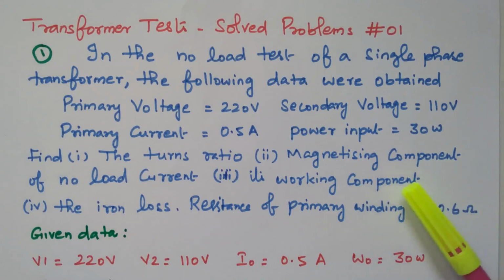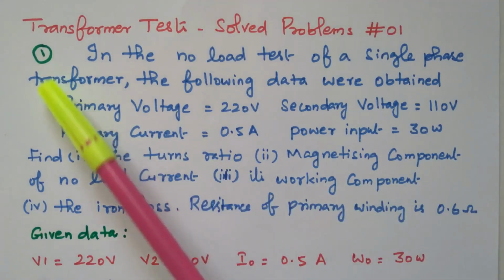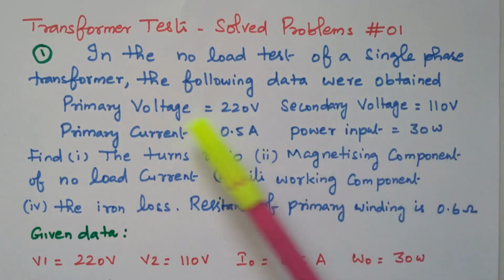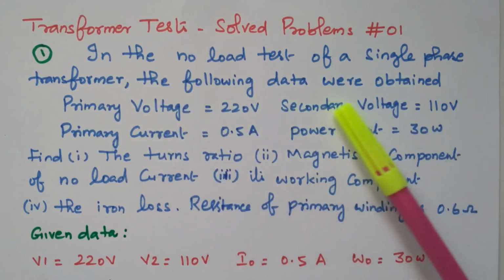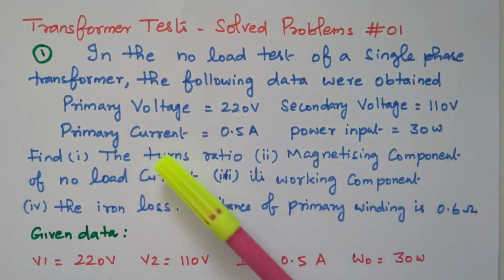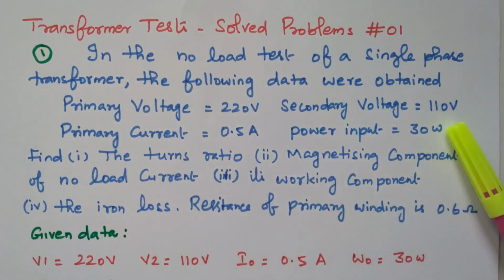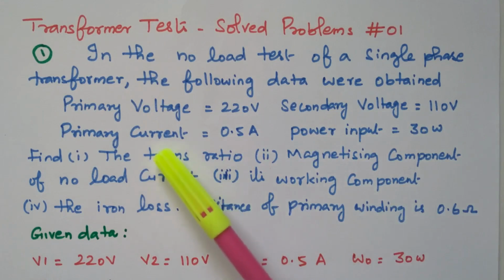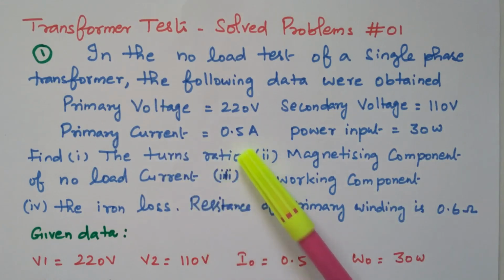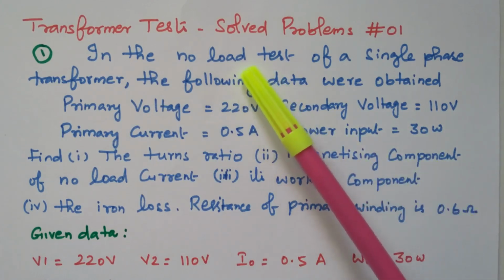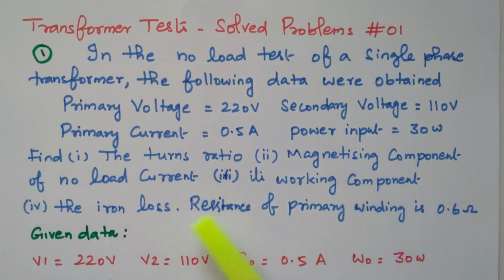Now we'll go to the problem. First we'll see problem 1. In the no load test of a single phase transformer, the following data were obtained. The primary voltage is 220 volts, secondary voltage is 110 volts. Primary current is 0.5 ampere, primary power input is 30 watts. These data belong to the no load test.